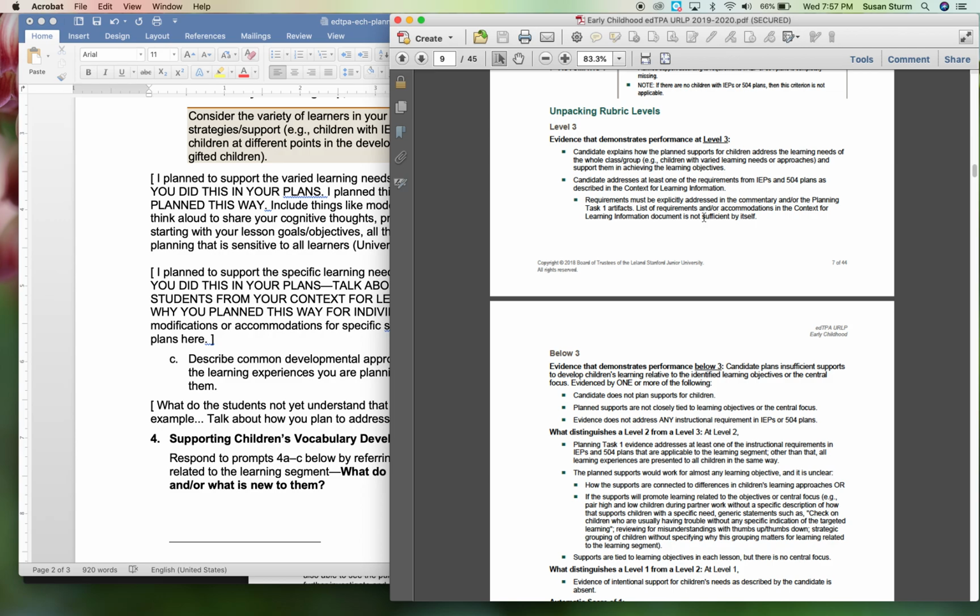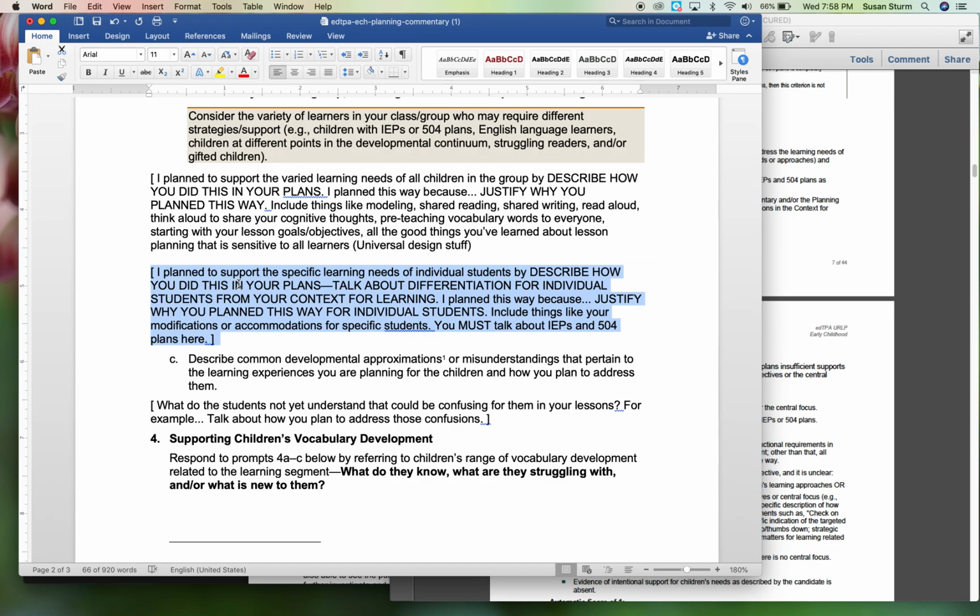So make sure that if you are differentiating for your IEPs and 504s, that is also shown in the instructional materials that you provide. Like, how did you show that you differentiated in your lesson plans? A list of the requirements or the accommodations in your context for learning is not sufficient. You have to also talk about it explicitly here. And that's getting at that requirement to meet the IEPs and 504s. So did you plan for it in your lesson plan, and then did you talk about it here explicitly?